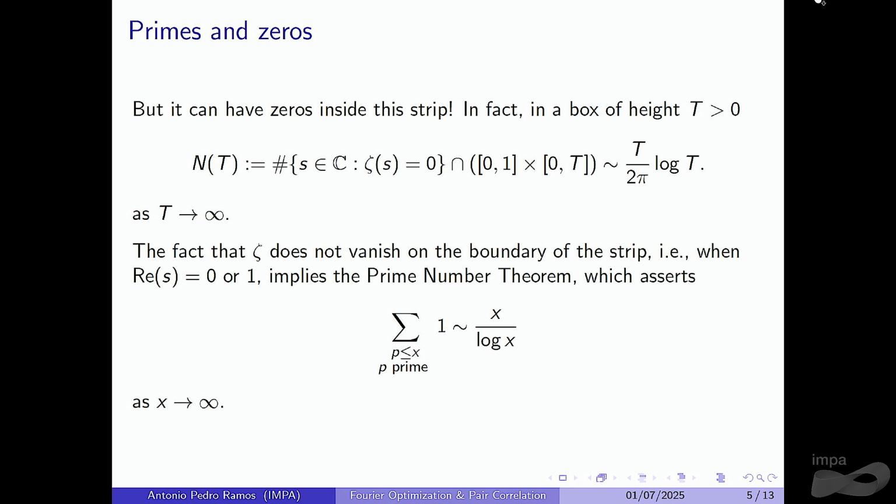One illustration of the principle that zeros of the Riemann zeta function tell us information about arithmetic is the fact that zeta does not vanish on the boundary of the strip, that is, when the real part of s equals 0 or 1. This is a fundamental step in the proof of the prime number theorem, which basically tells us how we count primes up to a certain positive value x. The number of primes up to that point is asymptotically equivalent to x over log x. And this is the prime number theorem.